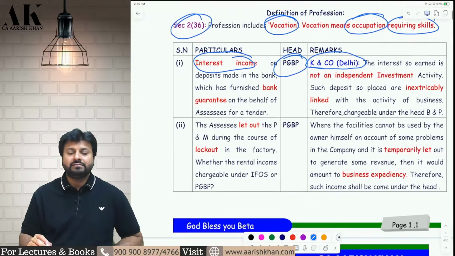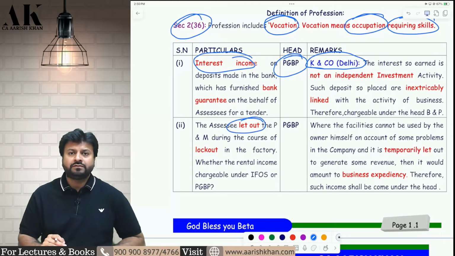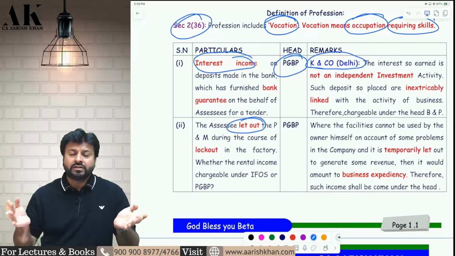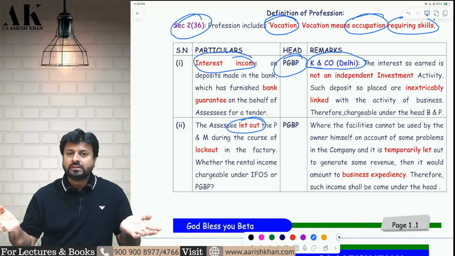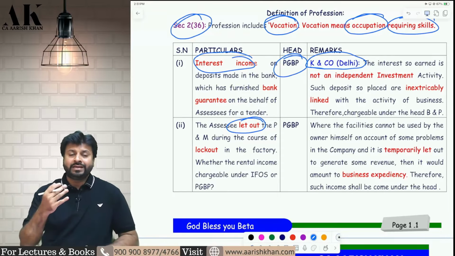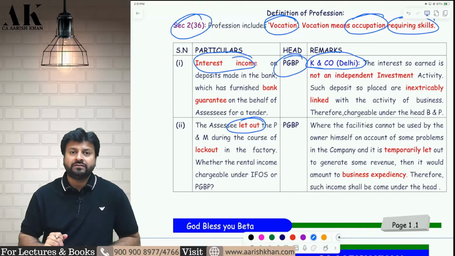Similarly, there is an assessee in whose factory there is a lockout. Lockout because of any reason, because of a strike by the employees, because of some shortage of raw material, because of say COVID. It can be anything in this world. Lockout can be because of many reasons. So because of the lockout, now the company is thinking that instead of wasting our resources, let's let out our plant and machinery and furniture for some months to someone. Let's let that out and earn some income out of it. At least we will take out some money, so that we can at least bear the wear and tear of the plant and machinery and the furniture.